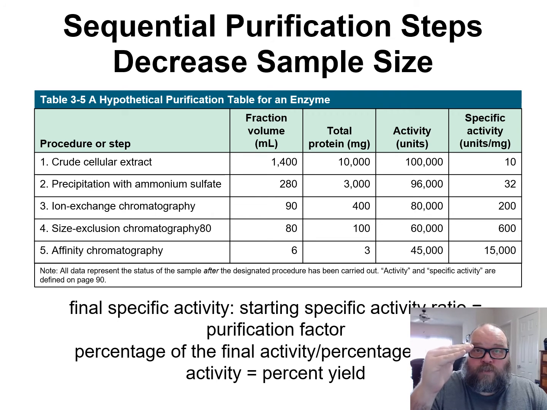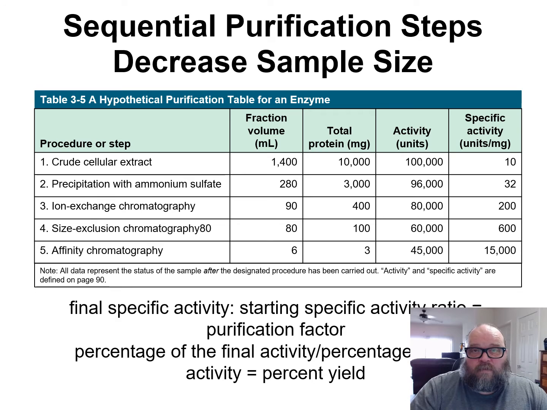You go through and you precipitate with ammonium sulfate. Remember, do that salt precipitation. The ammonium sulfate will form a protein salt that under centrifugation will settle out. So you've gone from 1.4 liters to 280 mLs, or 0.28 liters. We've lost a little over 2/3 of our total protein, because not all the proteins are going to settle out.